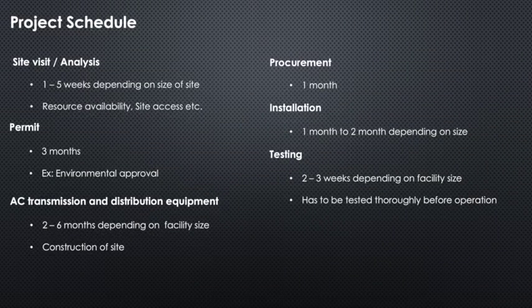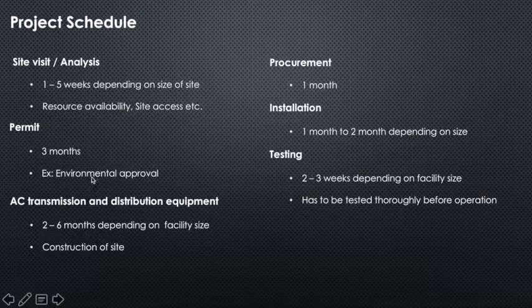Continuing with the project performance, let's now look at the project schedule. The slide shows over here the project schedule for the geothermal facility construction from design to operation. The first step is to visit the site and do the analysis. It generally takes about 1 to 5 weeks depending on the size of the site. During this phase, various factors like resource availability, site access, etc. have to be analyzed carefully. The next step, which is the permitting, takes about 3 months. During this phase, we have to get various permits like environmental approvals.